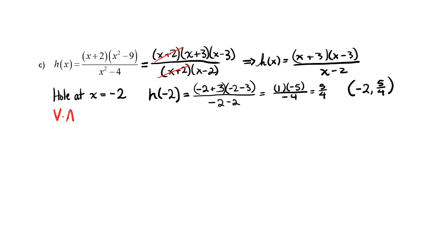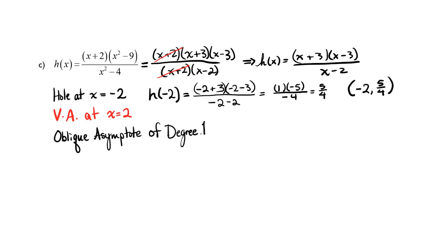There is a vertical asymptote at x equals 2, and there is an oblique asymptote of degree 1 because the degree of the numerator is greater than the degree of the denominator by 1 degree. So to find the equation of the oblique asymptote, we take the numerator, which is x squared minus 9, and we divide it by the denominator, x minus 2. Since the degree of the denominator is 1, we can use synthetic division.